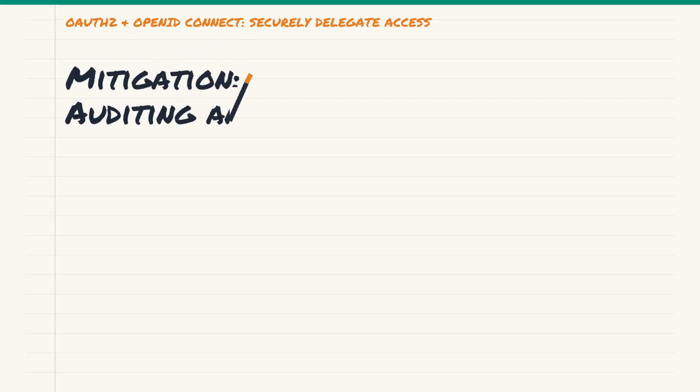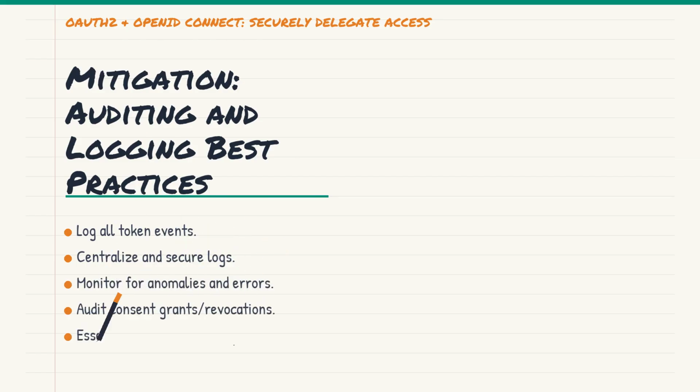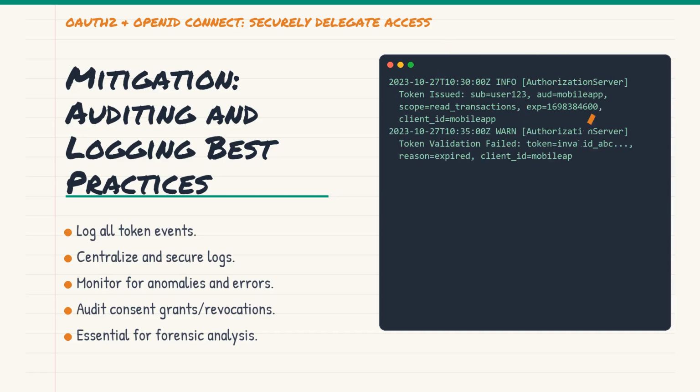As we touched on in detection, robust logging is non-negotiable. Log every token issuance, every token validation, success and failure, every consent grant and revocation, and every client registration. These logs should be centralized, immutable if possible, and regularly reviewed or fed into an alerting system. Look for anomalies: unusual token issuance rates, unexpected client IDs requesting tokens, frequent validation failures for specific tokens or clients, and sudden changes in consent patterns. Think of these logs as the forensic gold mine for any IAM-related incident.